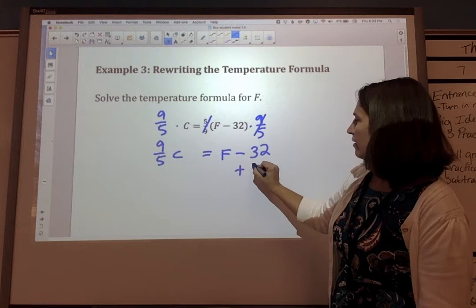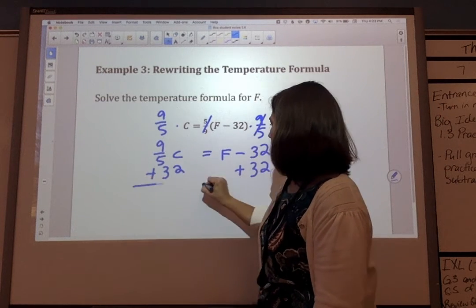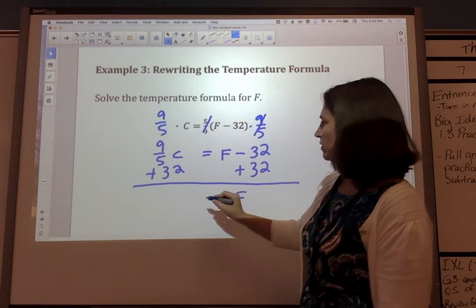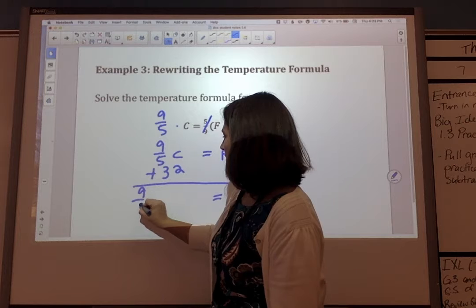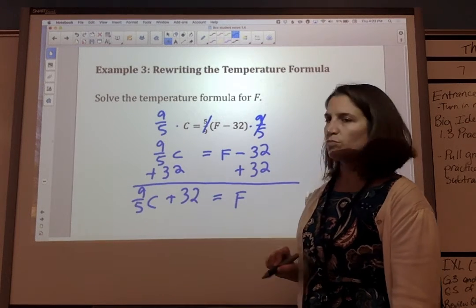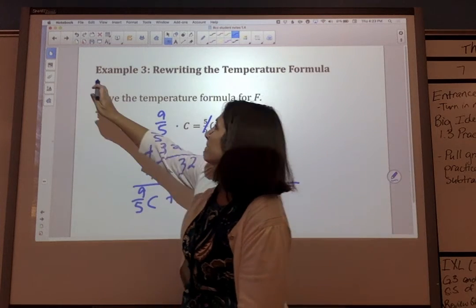Now we're going to add 32 to both sides. And we have F equals 9/5 C plus 32. Okay?